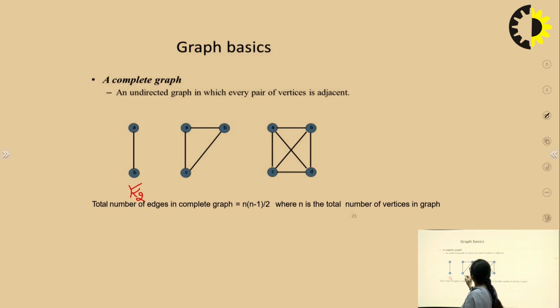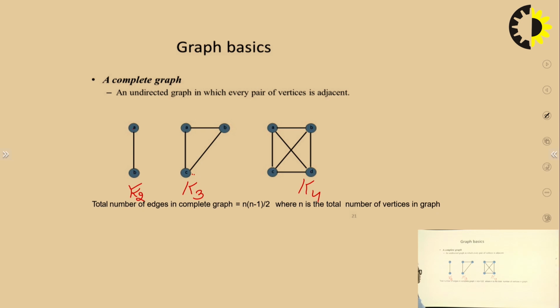In this one I have 3 vertices A, B, C. A is connected to B and C, B is connected to A and C, and in the same way C is connected to both A and B. In this I have 4 vertices and all are connected to each other. So this is represented by K4.